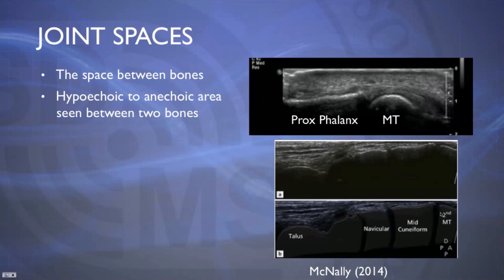Joint spaces, this is just the space between bones, and it's hypoechoic to anechoic, and it's seen between two bone areas. These are showing you here the joint spaces between the proximal phalanx and the metatarsal, and these are showing you the joint spaces between the talus and the navicular, and also between the navicular and the mid-cuneiform and the second metatarsal. We can see all of these little joint spaces that are hypo to anechoic.